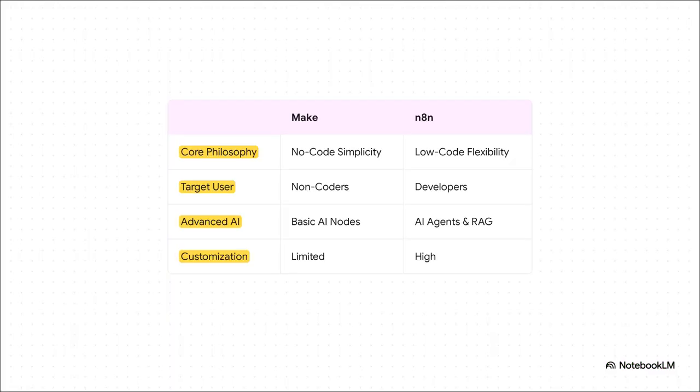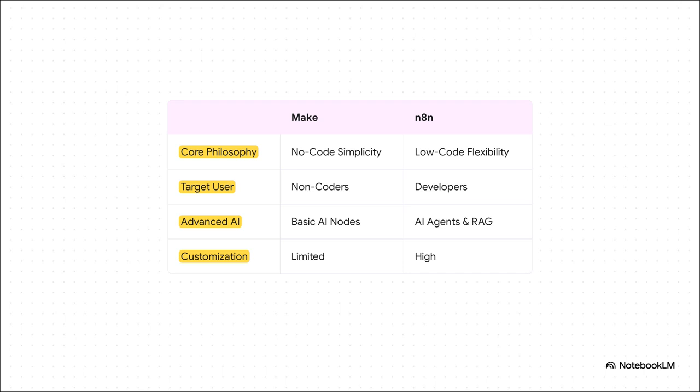In the world of the doers, you're going to run into two big players, Make and N8N. Make is all about no-code simplicity. It's a visual, drag-and-drop tool that's perfect for non-coders. N8N, on the other hand, is built for developers. It's open source, super flexible, and gives you way more control.